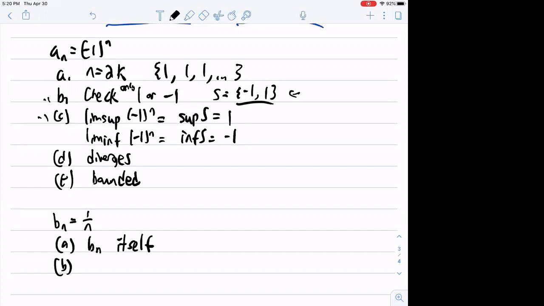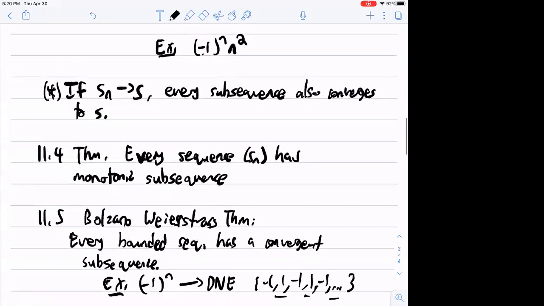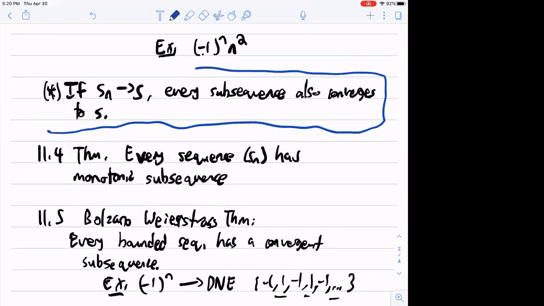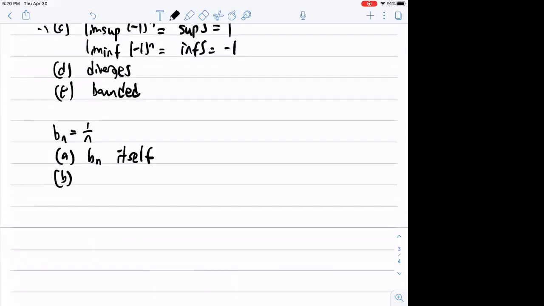Now B, I need to find its set of subsequential limits. Here is where we use that theorem, which is why I said it's sort of big. If a sequence converges, every subsequence has to also converge to the same limit. So we know 1 over n converges to 0, so every subsequence has to also converge to 0. The set S of subsequential limits is just {0}.